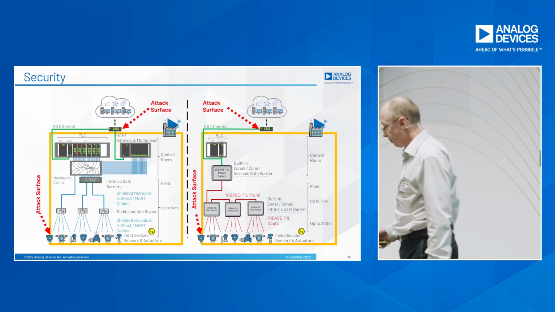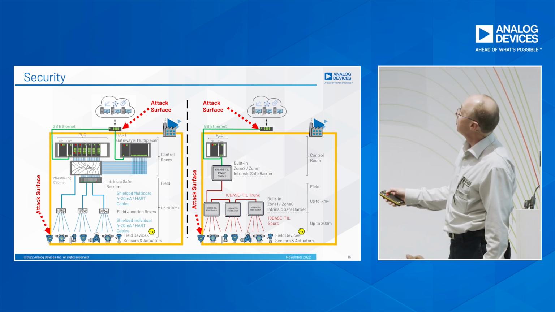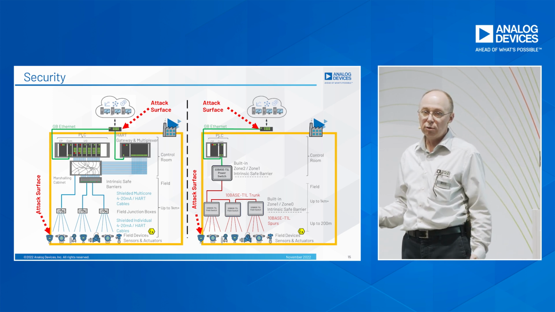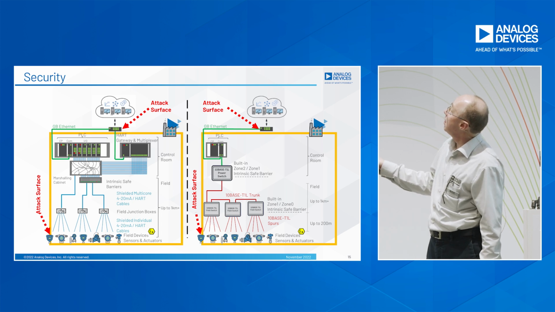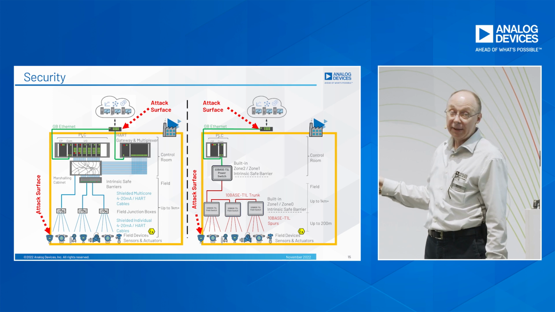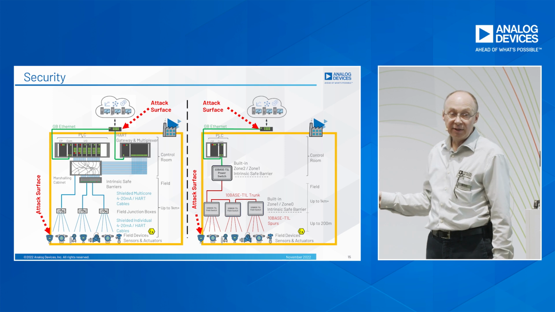Now security. If you look at the plant, and on the left-hand side the plant wire 4 to 20 milliamps, how can you cyber attack that plant? You can come from the cloud, from the internet. There may be many people interested in taking your plant down, but it's kind of on the IT level.